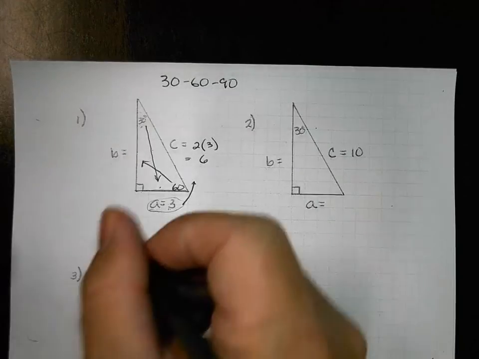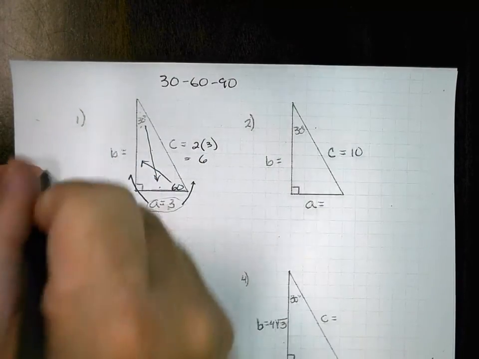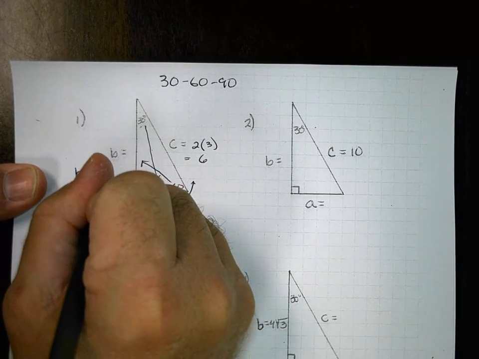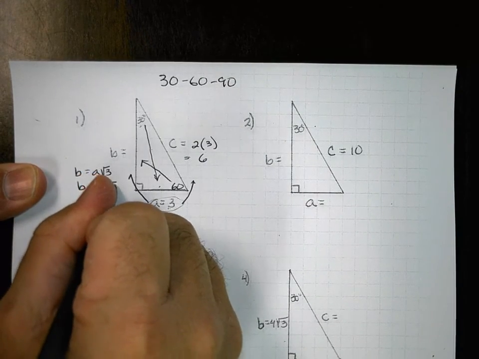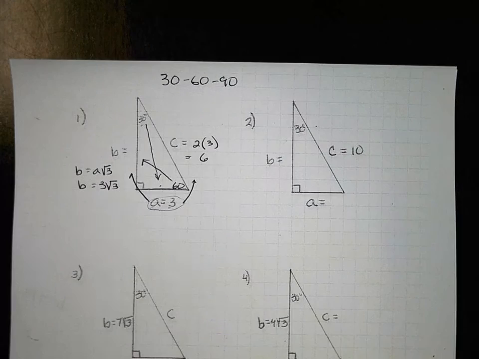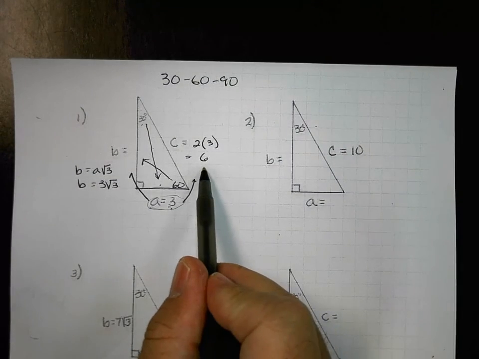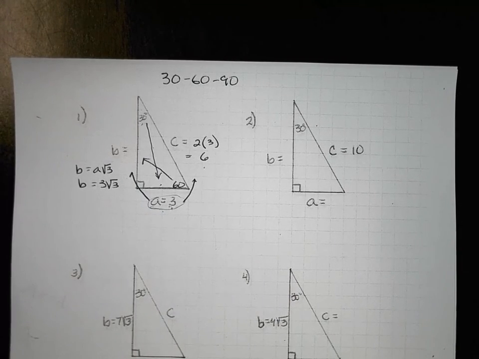Simple enough. B is actually pretty easy as well because if you know A, to find B, you simply multiply A times the square root of 3. So in this case, B is 3 root 3. Pretty simple. All right, so when we know A, we multiply A by 2 to find C, and we multiply A by square root 3 to find B. All right, simple enough. So using this, we have to work with 2 other situations.